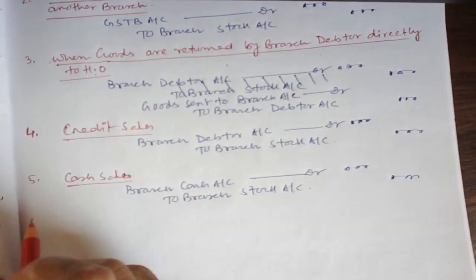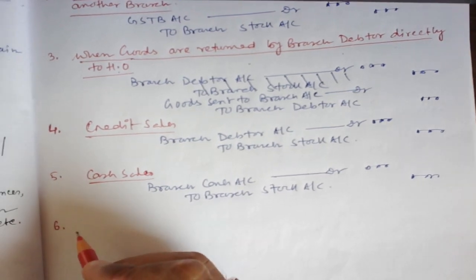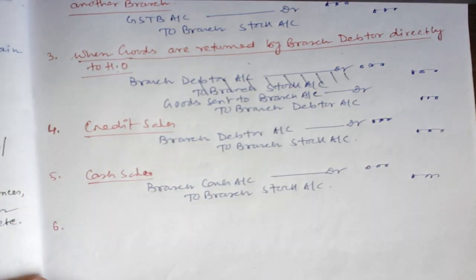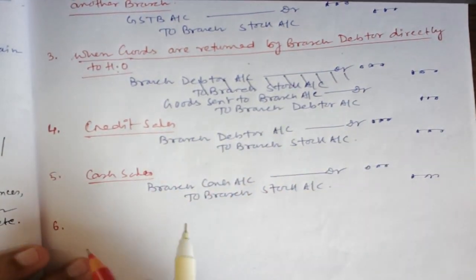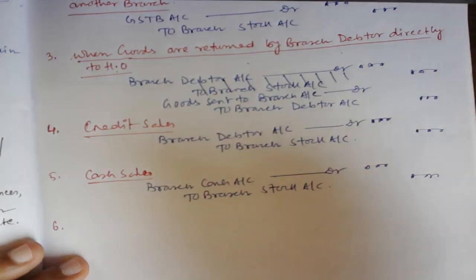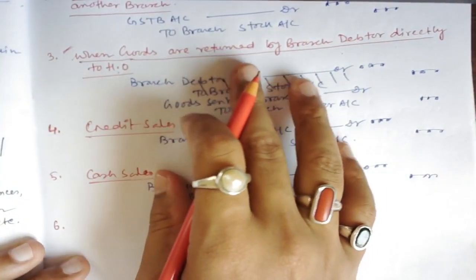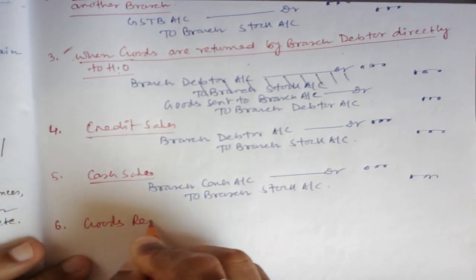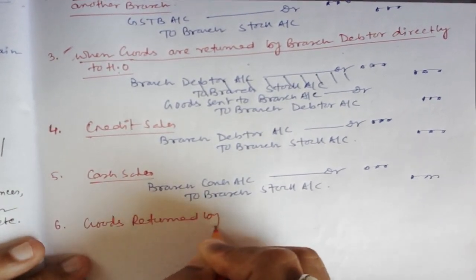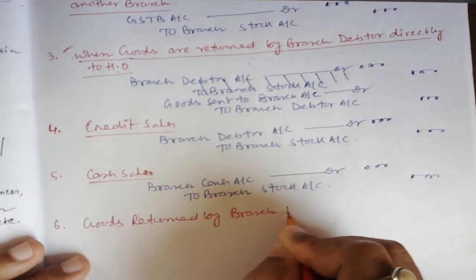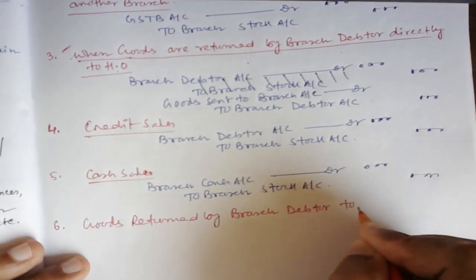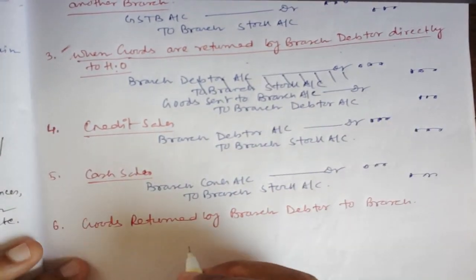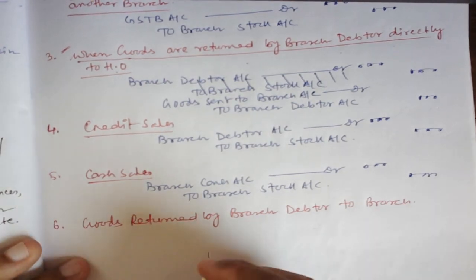Okay. Come to point number 6. Journal number 6. Write down please: goods. Now see, earlier we had goods written by the branch debtor directly to HO. Now goods written by branch debtor to branch. When a branch debtor returns goods to a branch, definitely it means the goods have been written by the debtor, so debtor should be credited.